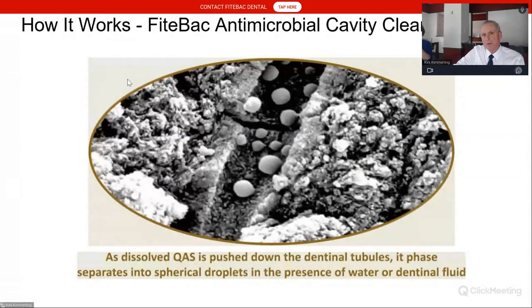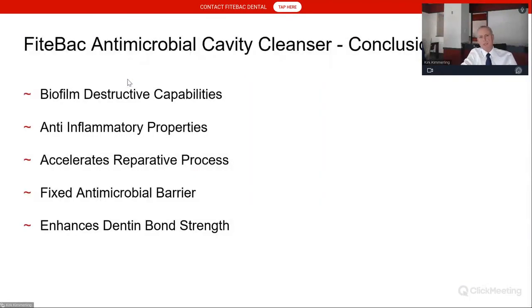So what we have is what some people refer to as the Holy Grail. Can we find something that could work better than this? At this stage, we don't see this. And again, when we are talking about the previous issues of the reparative process and the odontoblasts, we're finding more of these really interesting properties. And again, this is the biofilm destructive capabilities, the anti-inflammatories, and accelerating the reparative process. Again, these are the things that we could potentially see in our dentin bond, putting it on a biological process.